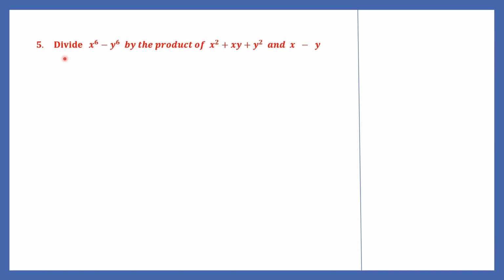Question 5. Divide x to the power of 6 minus y to the power of 6 by the product of these two polynomials.